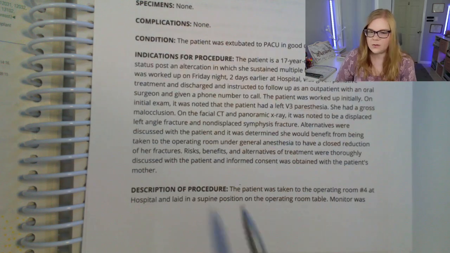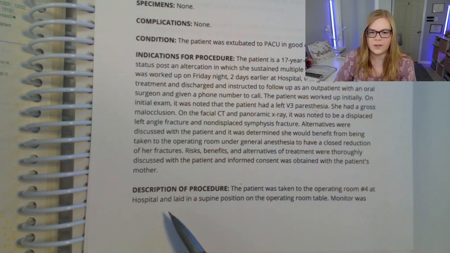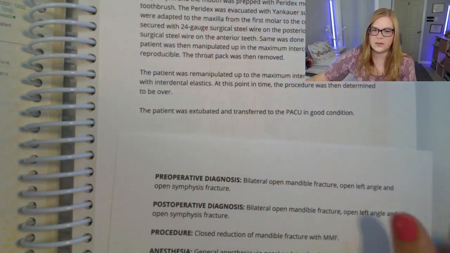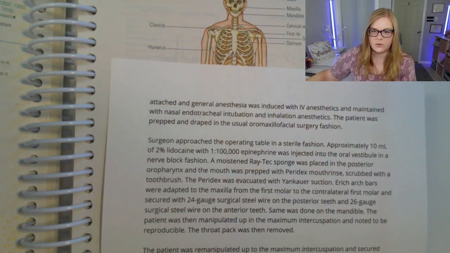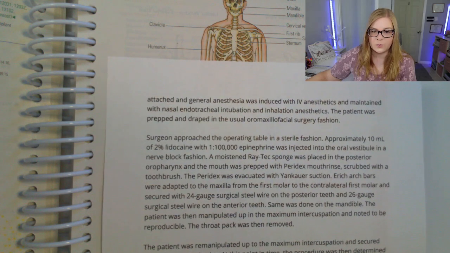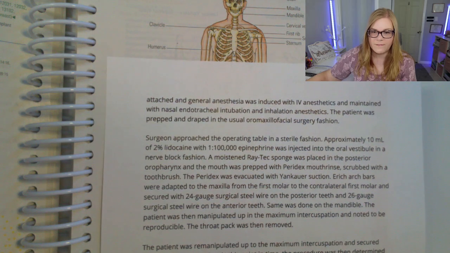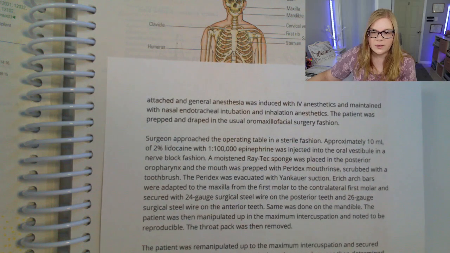So description of procedure: patient was taken to the operating room number 4 at the hospital and laid in the supine position on the operating room table. Monitor was attached. And general anesthesia was induced with IV anesthetics and maintained with nasal endotracheal intubation and inhalation anesthetics. Patient was prepped and draped in the usual oromaxillary surgery fashion. Surgeon approached the operating table in sterile fashion.